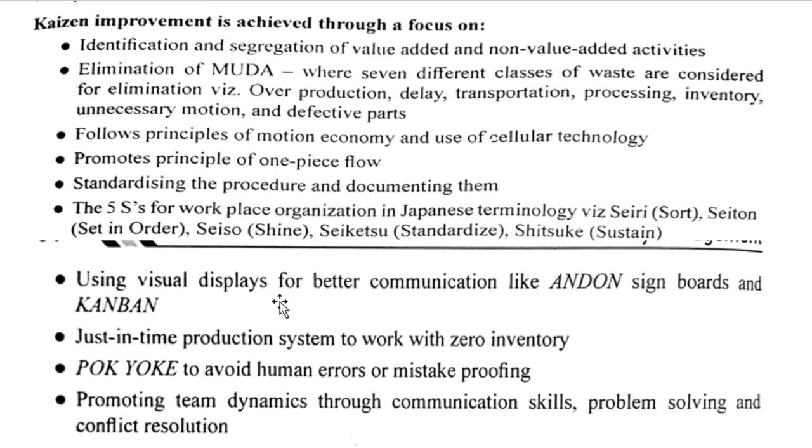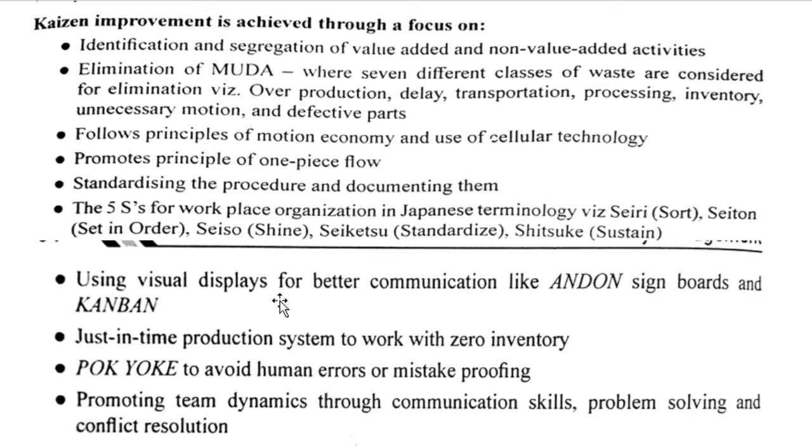The fourth step promotes the principle of one piece flow. The fifth step is standardizing procedures and documenting them. This is also what you are going to adopt in 5S for workplace organization. The Japanese terminologies I told in the previous slide: Seiri, that is sort; Seiton means set in order; Seiso means shine; Seiketsu means standardize the work; and Shitsuke will be sustain.